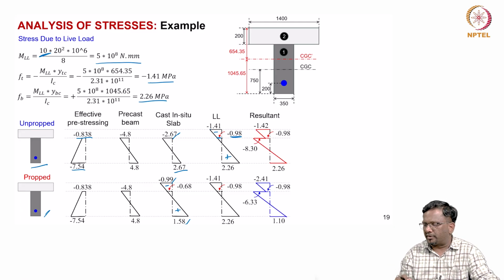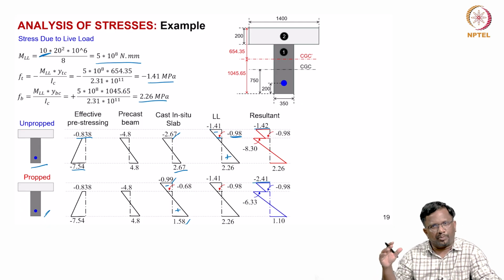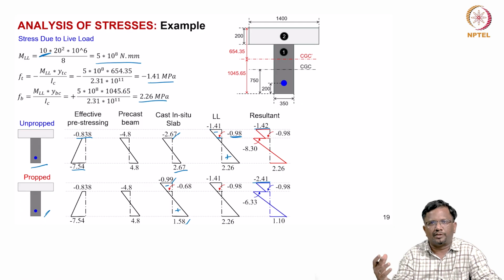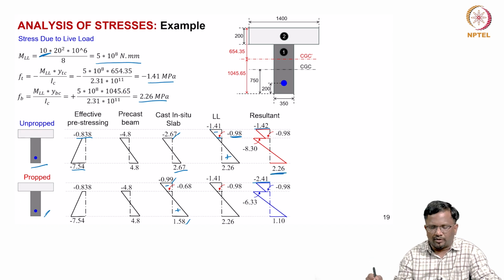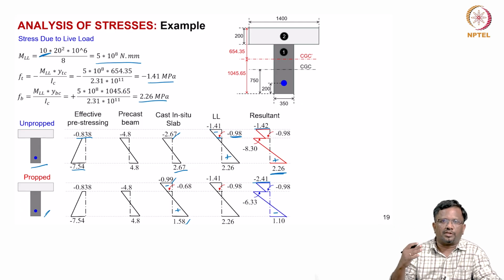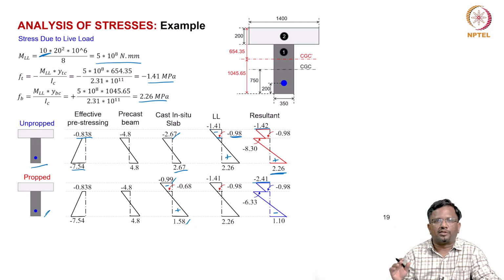So, when you look at the stress states, you see here I have minus 1.42, here minus 2.42, that means the compressive stress is slightly getting increased, but that is a good thing because concrete is strong in compression, but we are more worried about what is happening for tension. Tension in case of an unpropped case is plus 2.26, but in a propped case is plus 1.1. So, almost you can see that the stress in tension has reduced by 50%. So, that is the reason we said the tension stresses will come down in case of a propped construction.